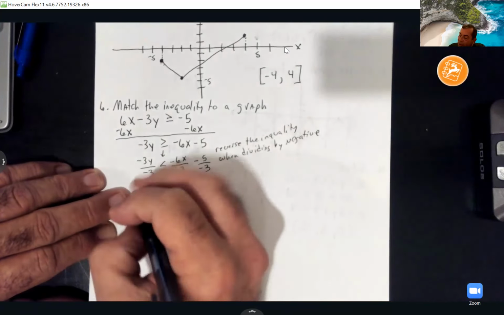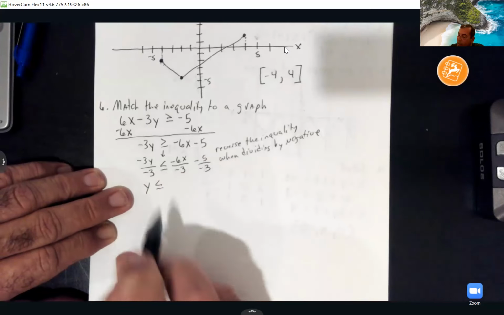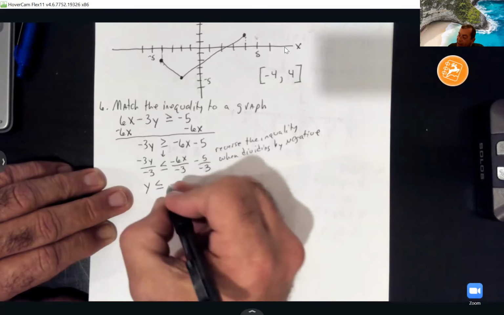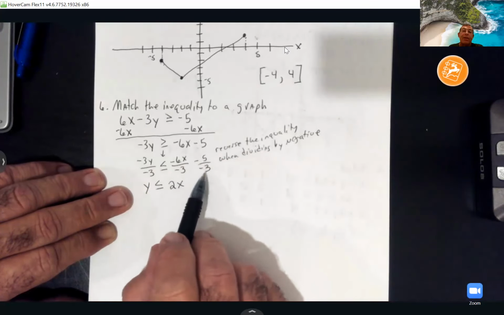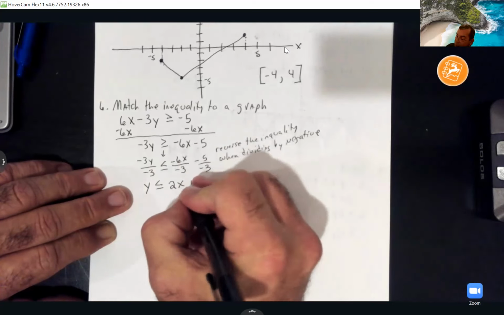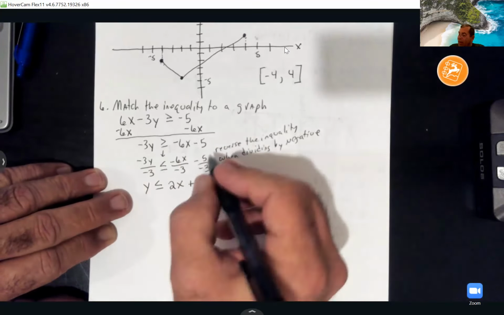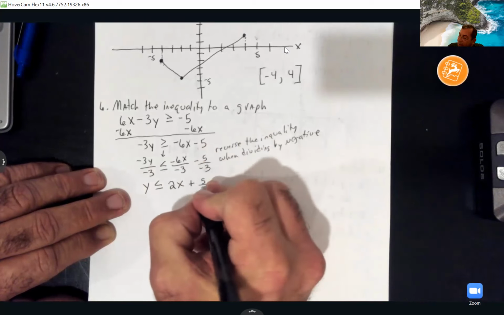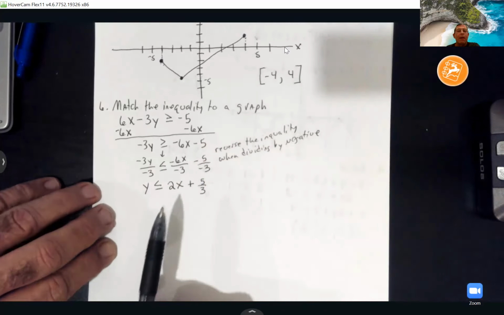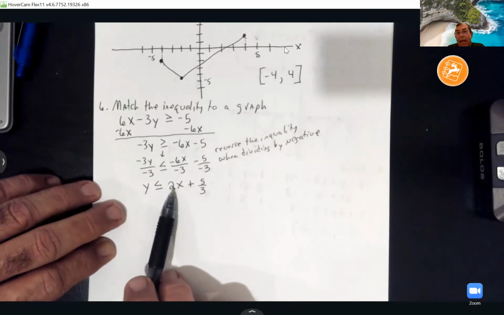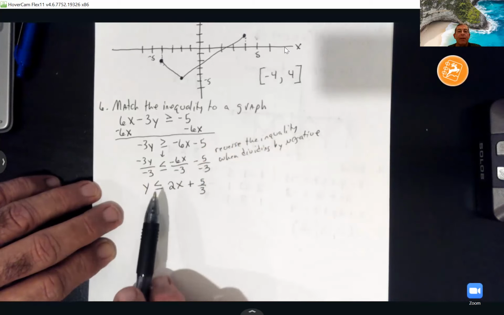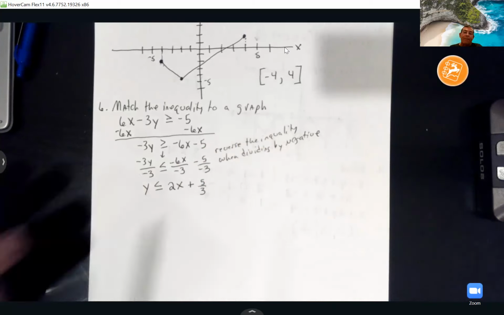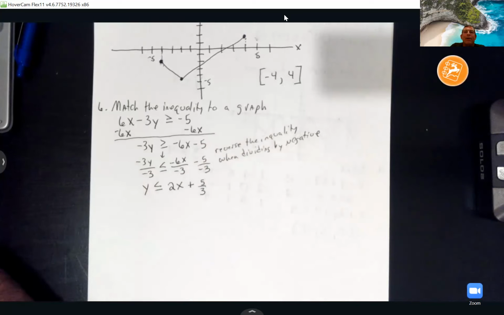All right, so negative 3 gives me a y, less than or equal. Negative 6 divided by negative 3 gives me a 2x. And then that minus 5 divided by negative 3 will become a positive also. And y'all, I can't do nothing with that, so I'm going to leave that as 5/3. At this point, I'm going to go to my calculator and graph this. And remember, I'm going to show you how to shade that. Y'all might have forgot by now. So let's go graph it on the calculator and see what we get.